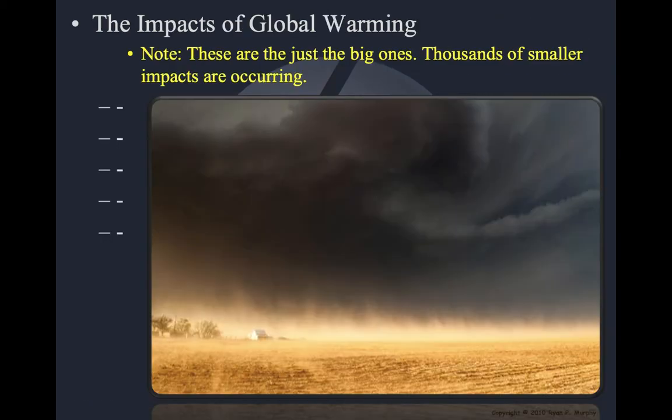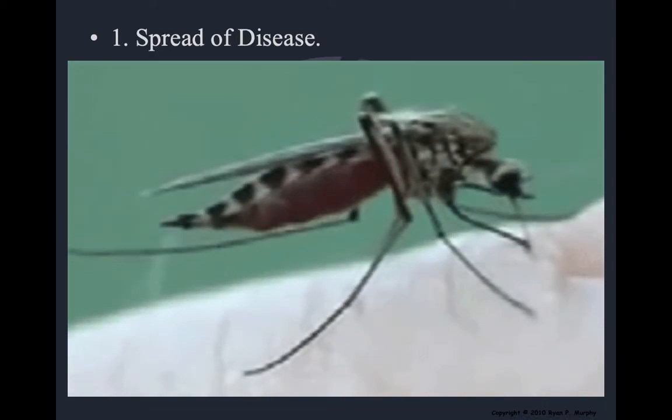Okay, so let's talk about the impacts of global warming. These are just the major ones that came to mind. There's a lot of smaller ones, but we're just going to kind of hit the high ones, and unfortunately there's a lot of them. Number one, the spread of disease.